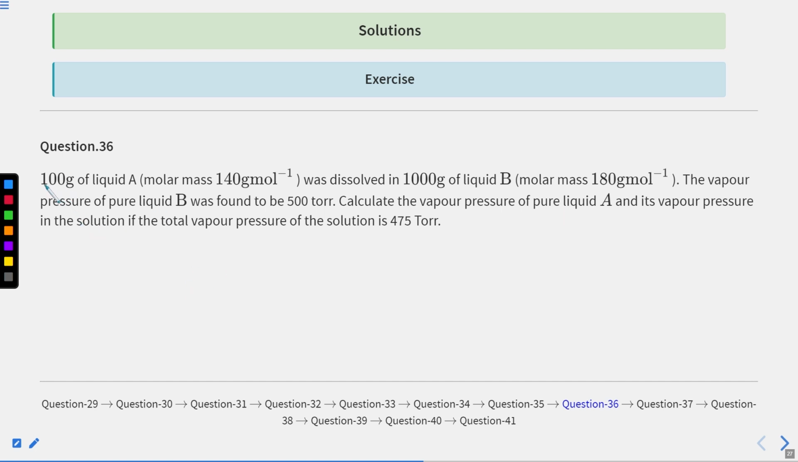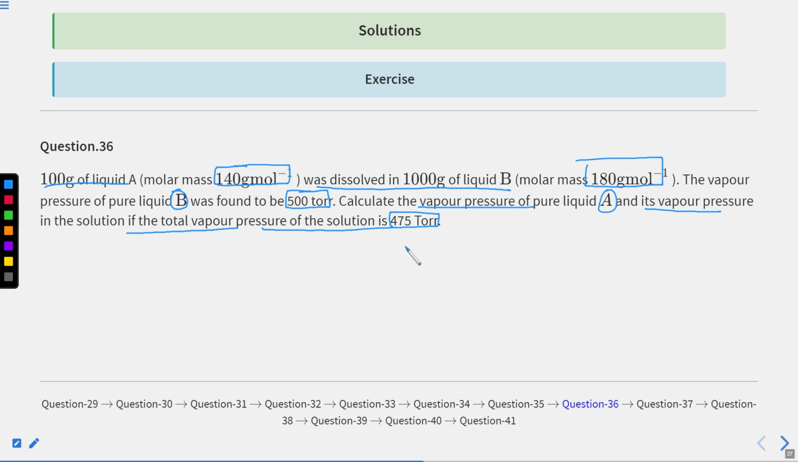Next question. So we have 100 gram of liquid A, which is dissolved in 100,000 gram of liquid B. Liquid A has a molar mass of 140 gram per mole and liquid B has a molar mass of 180 gram per mole. The vapor pressure of pure liquid B was found to be 500 torr. We have to calculate the vapor pressure of the pure liquid A and its vapor pressure in the solution if the total vapor pressure of the solution is 475 torr.